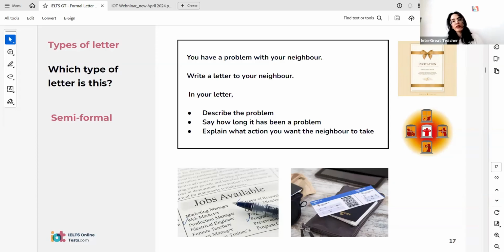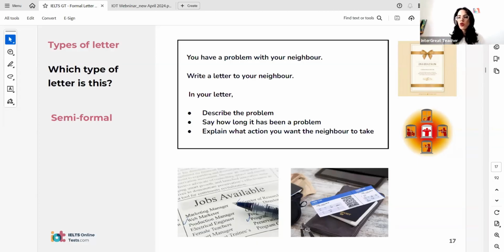I mean, honestly, if you're writing a letter or an email to your neighbor, it means that you are not that close, right? So I don't think it would be an informal letter. Exactly, very good. That's what I meant. So they're not that close. So we need to choose from formal and semi-formal. At the same time, they are not total strangers unless it's the first day, for example, that they've moved in, which is highly unlikely. That leaves us with the semi-formal option.